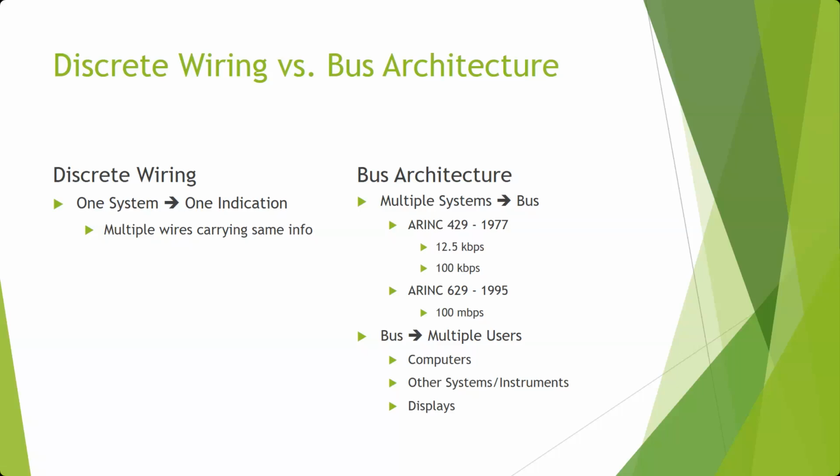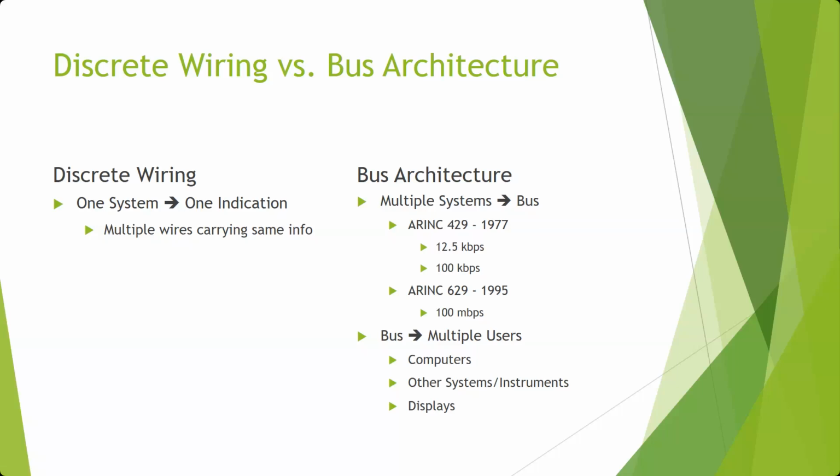And there's various buses out there. The original, the earliest one, and still the most common, is ARINC 429. The standard was developed in 1977. Originally 12.5 kilobits per second, now it's up to 100 kilobits per second. ARINC 629 came out later. That's 100 megabits per second. There's a whole bunch of different bus architectures out there.